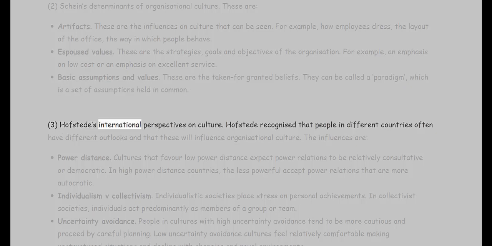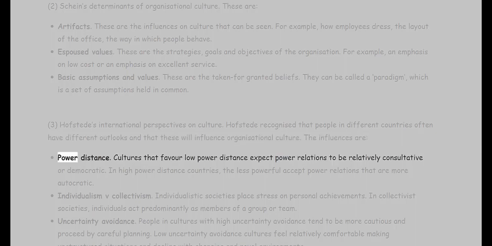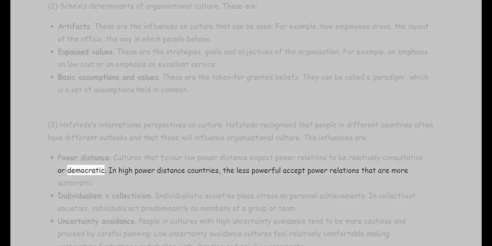3. Hofstede's international perspectives on culture. Hofstede recognized that people in different countries often have different outlooks and that these will influence organizational culture. The influences are: power distance. Cultures that favor low power distance expect power relations to be relatively consultative or democratic. In high power distance countries, the less powerful accept power relations that are more autocratic.